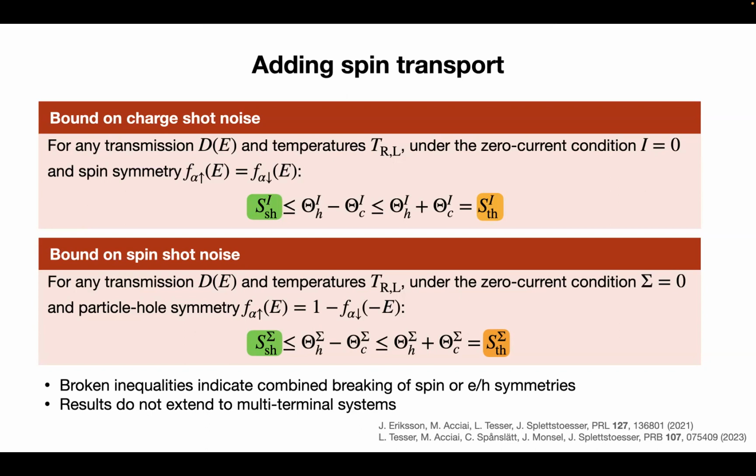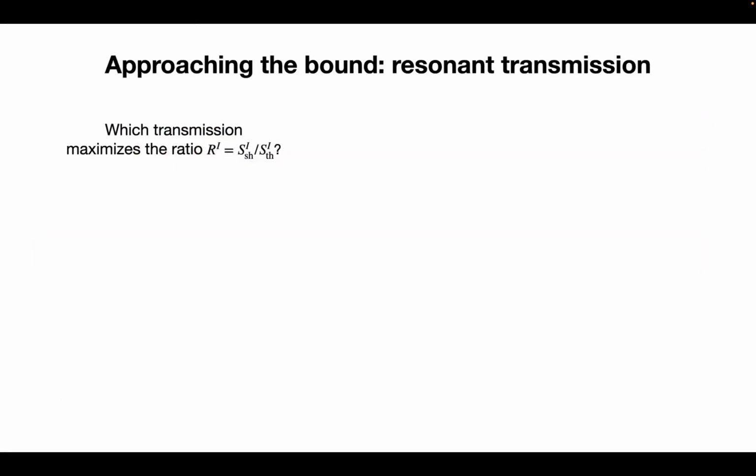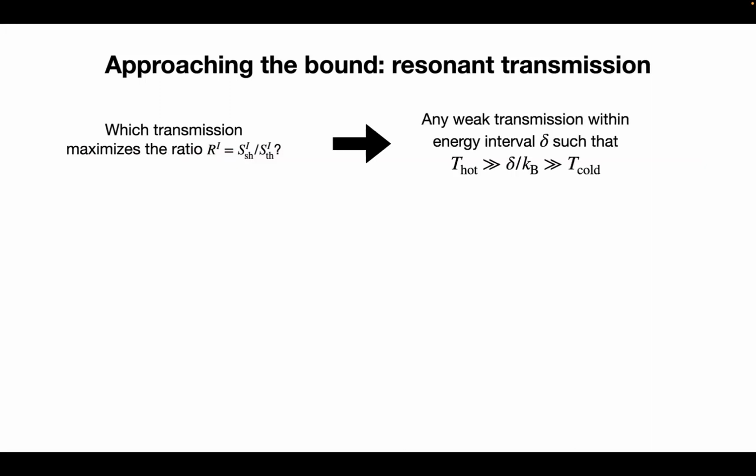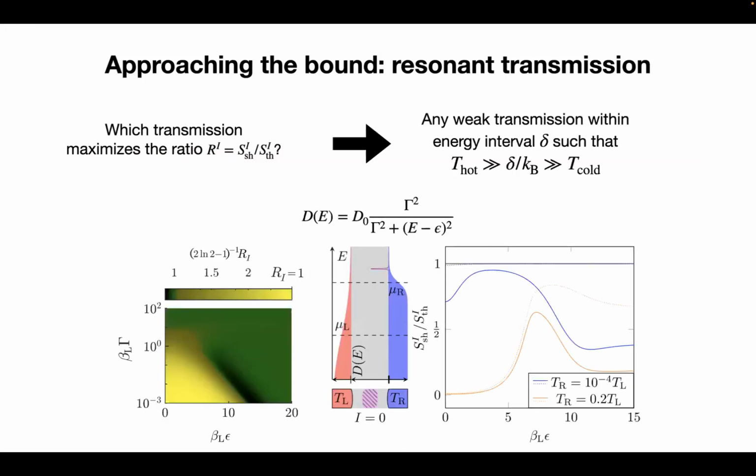Right. So this was about spin and charge currents and their fluctuations. And here I'm showing just an example where this bound can be saturated. So here is an example which shows resonant transmission, just a tiny little peak at some point in energy at position epsilon.